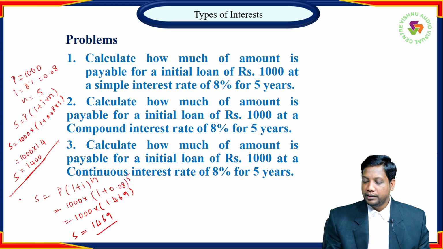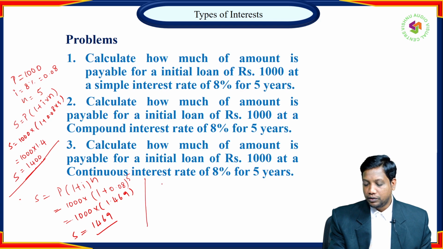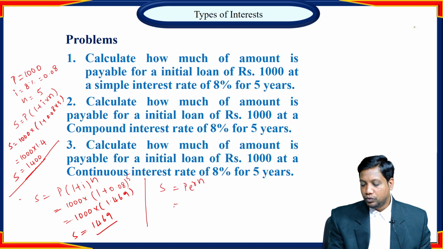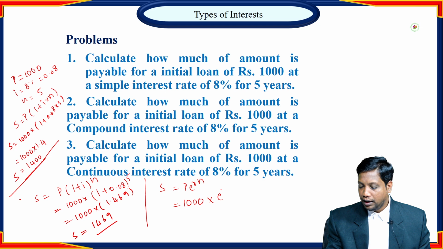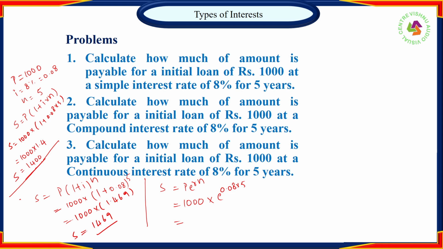And if we calculate the same problem for continuous interest, S equals P into e power R into N. The principal amount is 1000 multiplied by e power R, where R is the interest rate 0.08, whole power N, 5 years. So we will get 1000 multiplied by 1.4918.